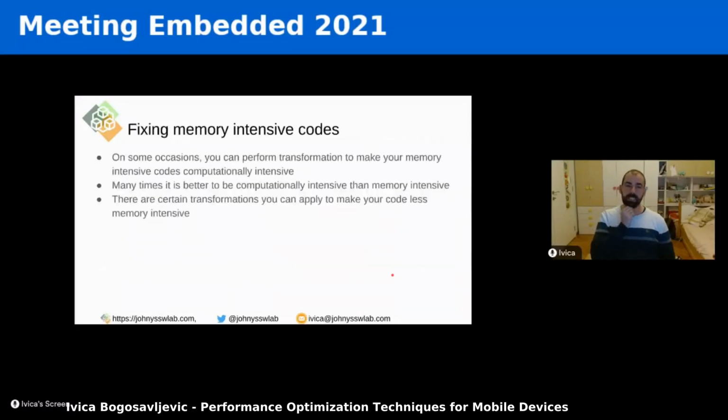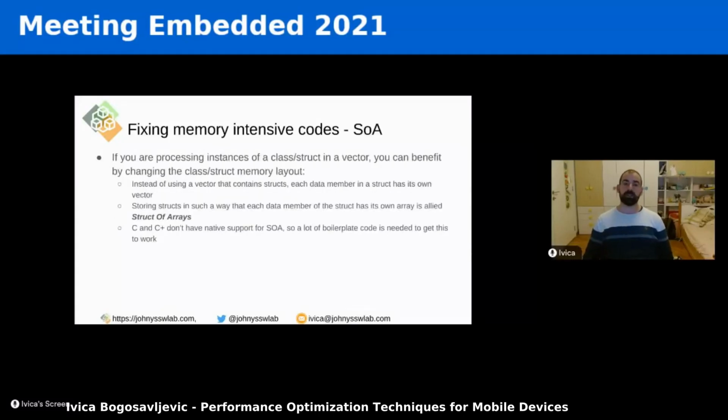Now, part of the computational intensive topic is fixing memory intensive codes. What does that mean? On some occasions, there are certain transformations that you can do on your loops to convert memory intensive codes to computational intensive. And it's much better to be computational intensive because the memory is much, much slower than the CPU. The CPU is really fast, but far too often it has to wait for the data from the main memory to arrive. The first way of fixing memory intensive code is called structure of arrays.